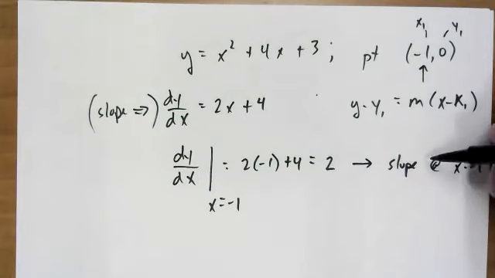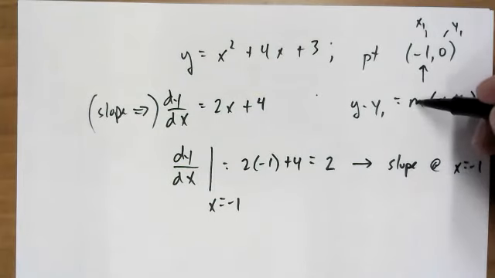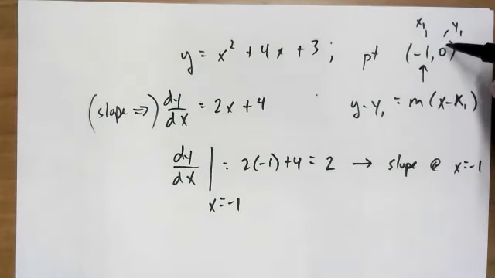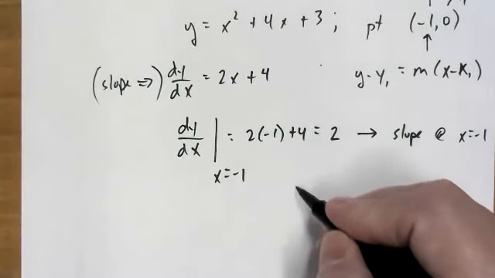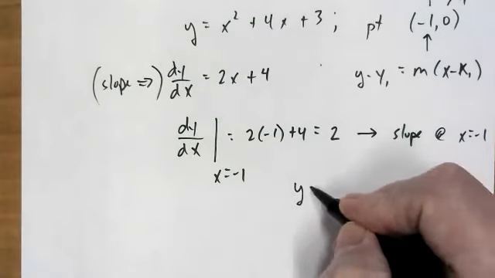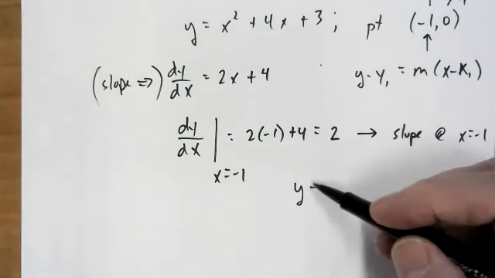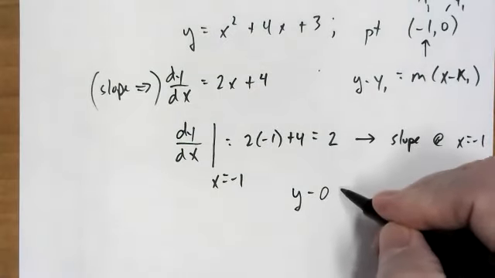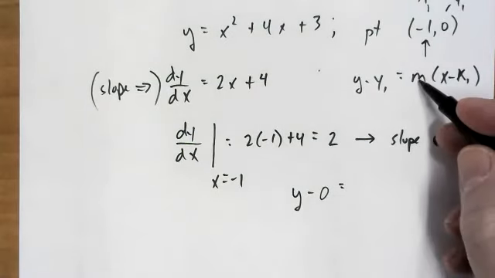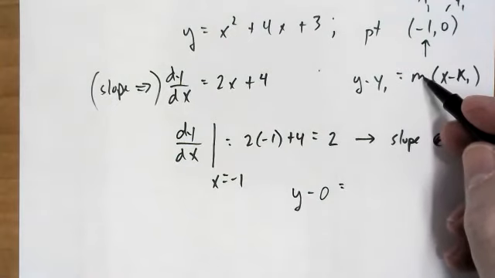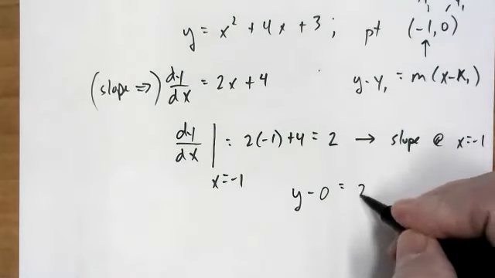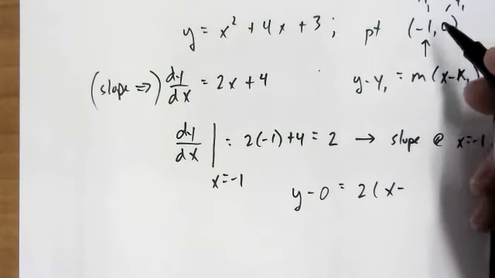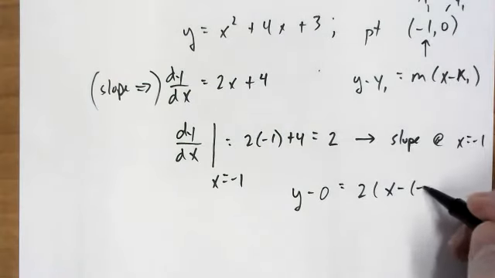So now I have the slope of my tangent line. It's going to be 2. I have my point. So now I can actually go in and find the equation of the tangent line. So y minus y of my point, which is 0, equals the slope of my tangent line, which I just found to be 2, and then x minus x of my point, which is -1.